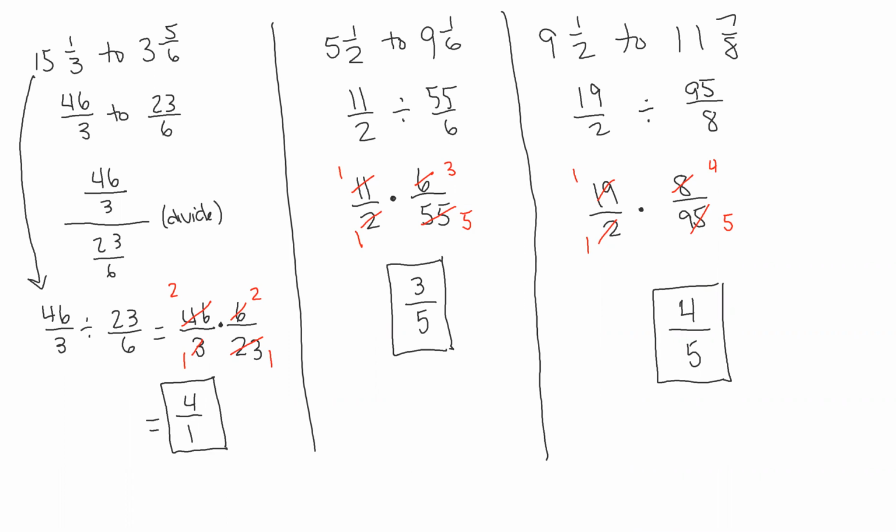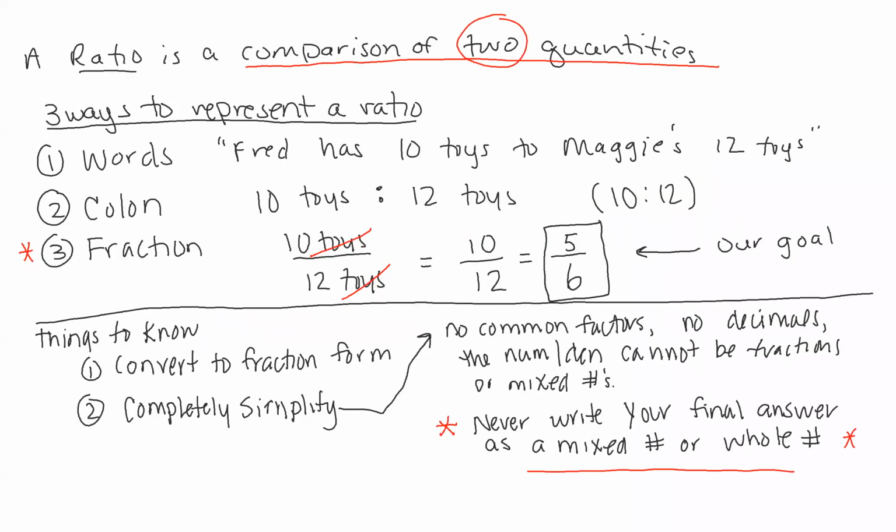If we go back briefly, we know that a ratio is a comparison of two quantities. You can write this in words, using a colon, or fractions. And since I teach math, I use the fractions. What you do is you convert to fraction form, completely simplify.